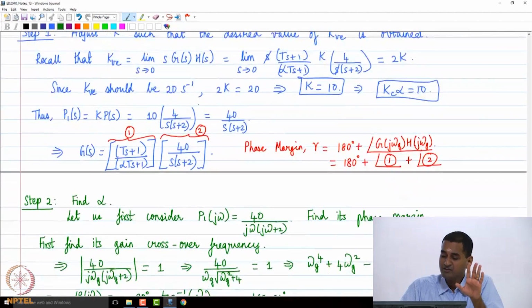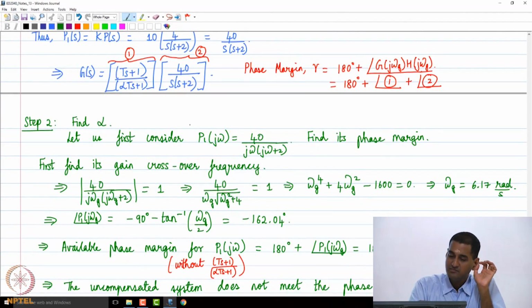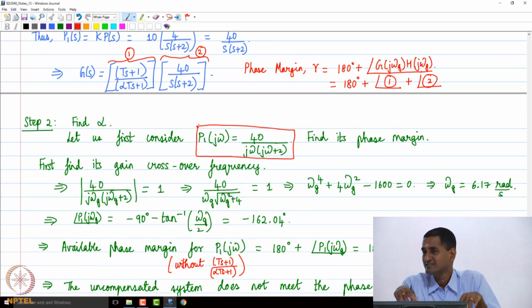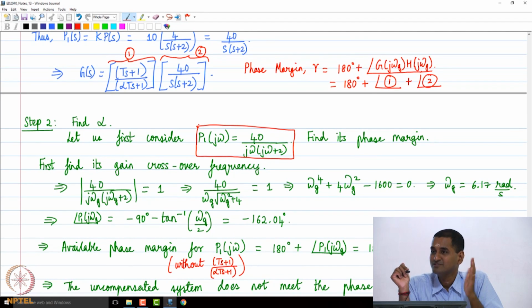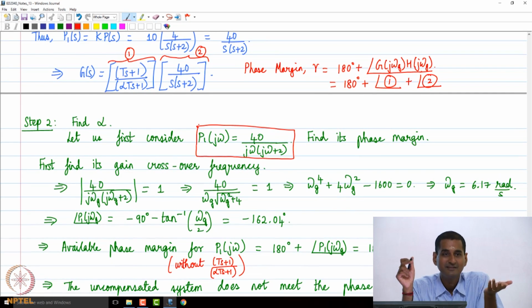So, what do I mean by uncompensated system? Once again, P1 of j omega. You will immediately see that the phase crossover frequency for this is infinity. So, the gain margin is once again going to be infinity decibels. So, it does meet the gain margin specification, but it does not meet the phase margin specification. I am not repeating it because we have already done this as an example in the previous class, because this is a second order system which does not have any pole or zero in the right half plane.